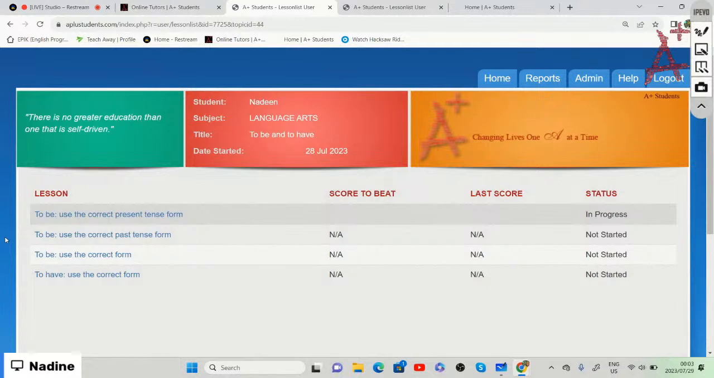All right, so we're going to start now. We're going to go to the first lesson, which is to be, which is to use the correct present tense form.